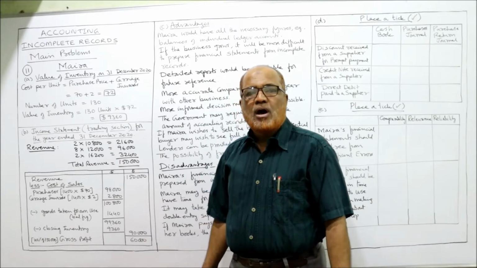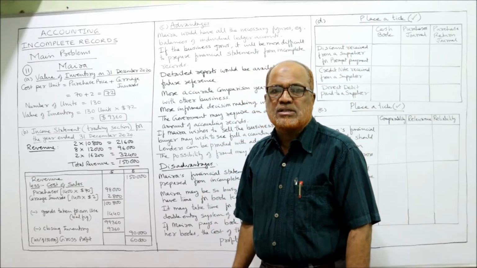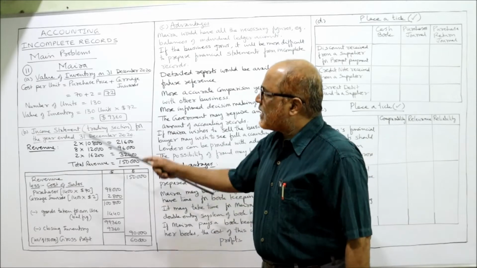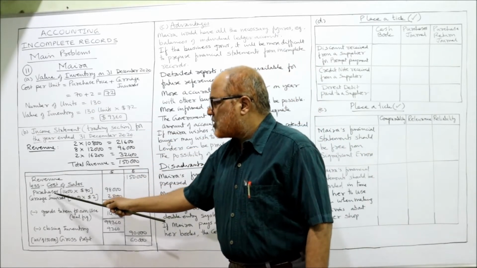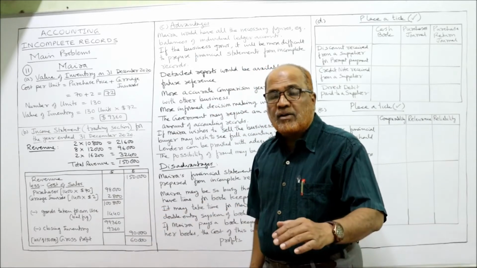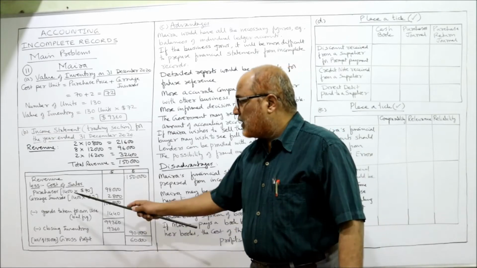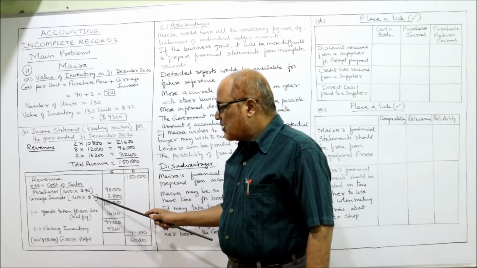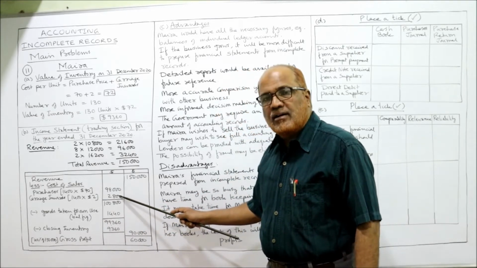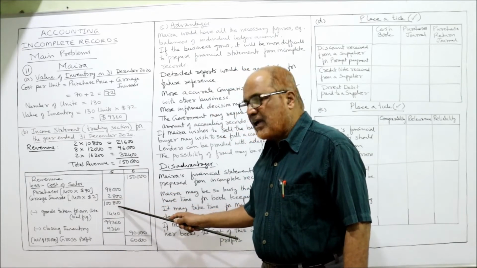Then purchases. How many units have been purchased? It is given in the problem. 1,400 units are purchased, each unit purchase price $70. So 1,400 units into $70 is 98,000. Apart from that, carriage inward is paid $2 per unit. So 1,400 units into 2 is 2,800. This is the carriage inward. Add up 98,000 plus 2,800, 1,00,800.